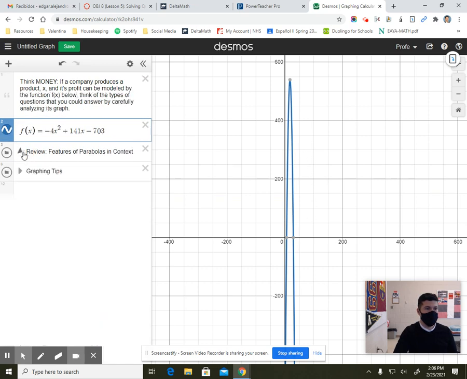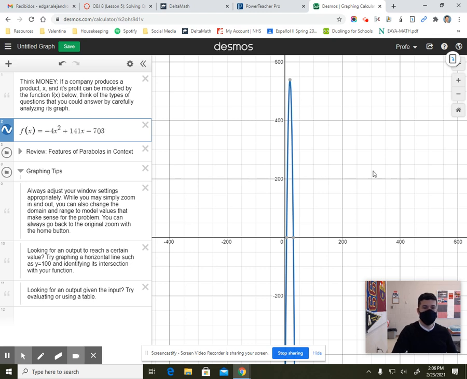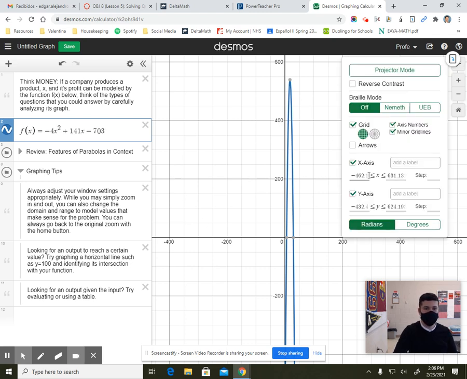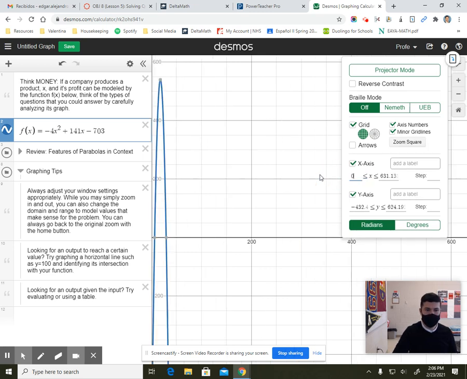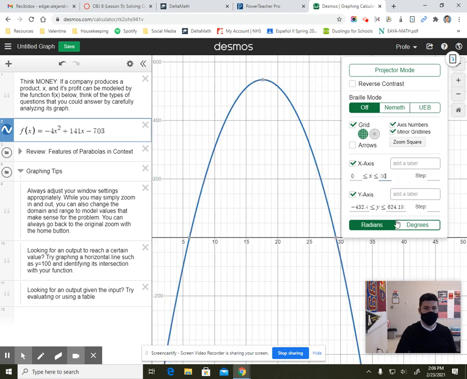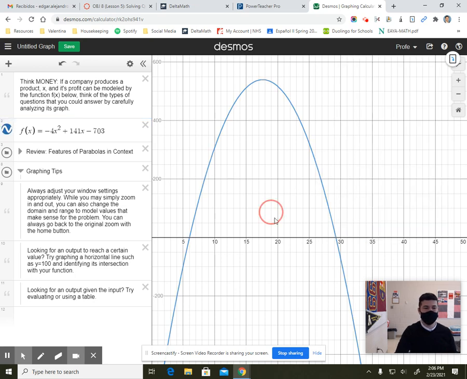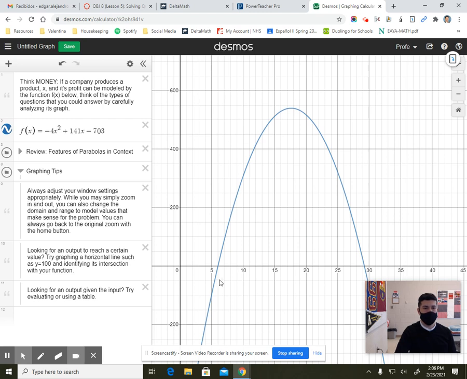Other things to think about is you probably want to see a better graph than this. So you can go to your graph settings. Think of your x-axis. Do I really need my x's to go to negative 400? Or can I start my x's at 0? Do I really need for them to go to 600? Or can I just stop them at, let's say, 50? If I do that, almost anytime changing the x's alone and zooming out, you can view a much better parabola.